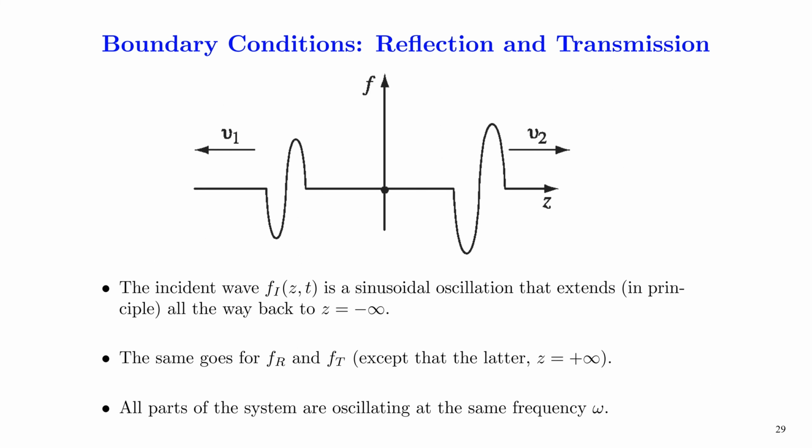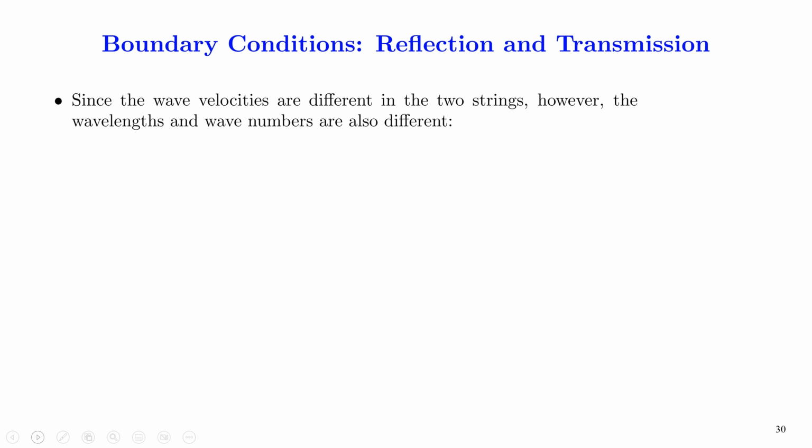For this discussion, we assume that the incident wave Fi is a sinusoidal oscillation that extends, in principle, all the way back to z equal to negative infinity. This is the same for Fr, which extends up to negative infinity, and we can see that Ft extends up to positive infinity. We also assume that all parts of the system are oscillating at the same frequency omega. Since the wave velocities are different in the two strings, the wavelengths and the wave numbers will also be different.